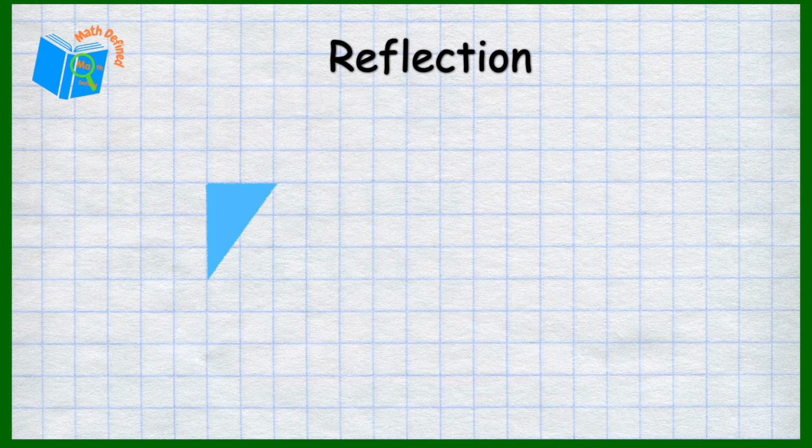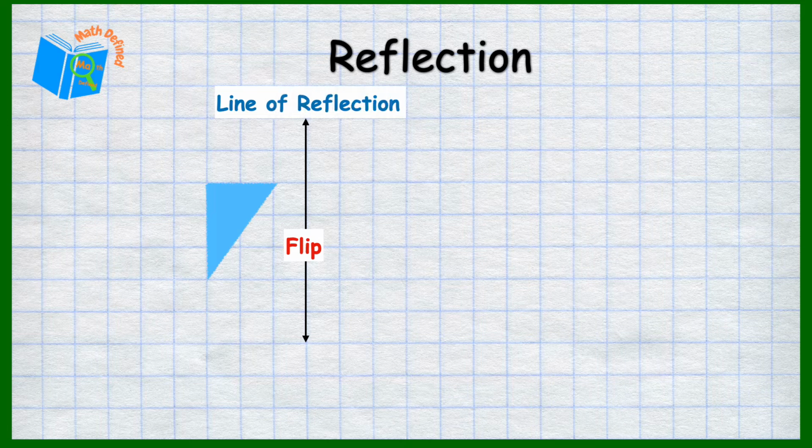A reflection is a flip of a shape over a line. It's like looking at a shape in a mirror. To reflect a shape, you need to know the line of reflection.